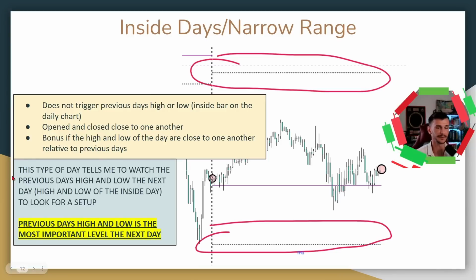So over here, if you take a look, this type of day tells me to watch the previous day's high and low. So basically what I'm saying here is that the high, if I could draw a line here, I would. The high of this day and the low of this day are going to be my reference points for the next day. How does price behave once we get to these levels? Which of the 3 market conditions are being executed once we get to those levels? Are we breaking out? Are we pulling back? Are we going to trend?